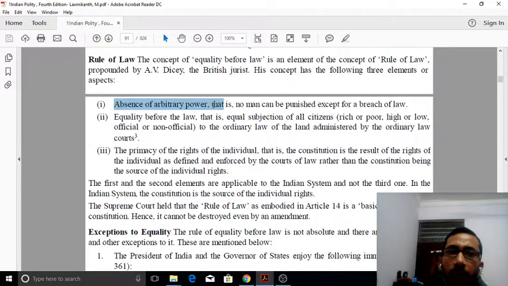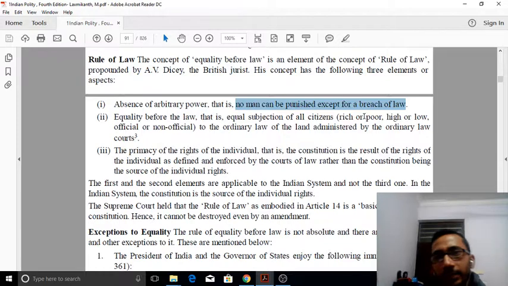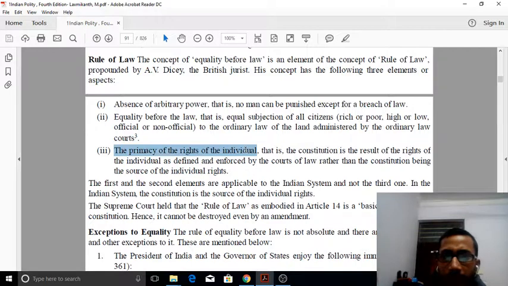The first is the absence of arbitrary power. That is nothing but no man can be punished except for breach of law, right? Second, equality before law, that is, equal subjection for all citizens, either rich or poor, high or low, official or non-official, right? And third, primacy of rights of the individuals. That is, the constitution is the result of the rights of the individuals as defined and enforced by courts of law, rather than the constitution being the source of individual rights, right?